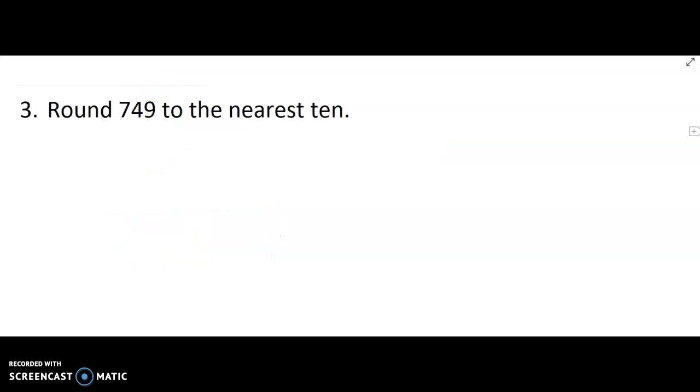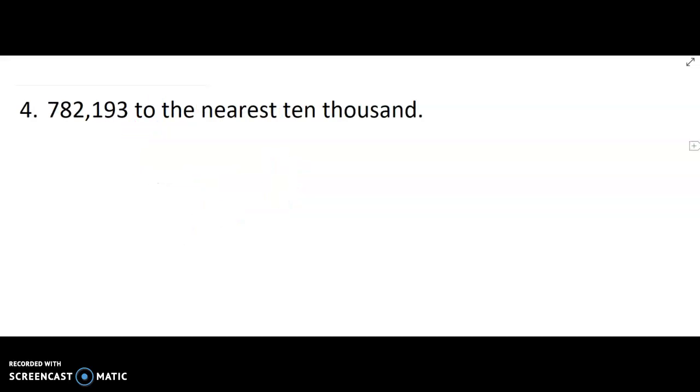Round 749 to the nearest 10. What number is in the 10 spot? Well, 9 is in the ones. That means 4 is in the tens. I look one number to the right, which is a 9. 9 is bigger than 5, so we round up, and I would round to 750 to the nearest 10. Let's do one more.